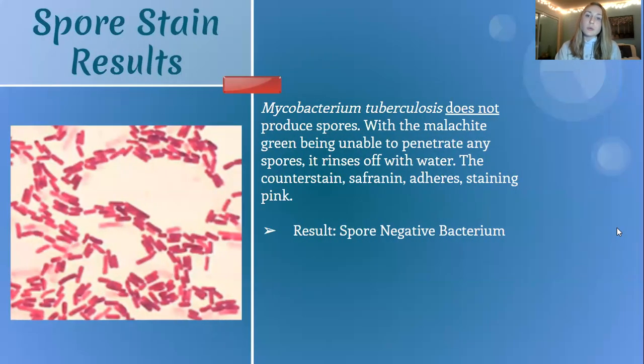The spore stain results. Mycobacterium tuberculosis does not have spores. So when the malachite green is put onto the smear, it's going to rinse off. It won't be able to penetrate any spores because there aren't any spores for it to penetrate. So the counterstain safranin is going to adhere and it will stain the cells pink. As you can see in the image to the left, the rods are pink. So that means that the results are spore negative.